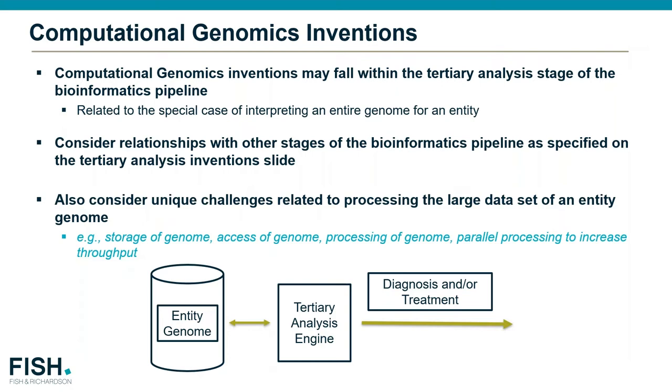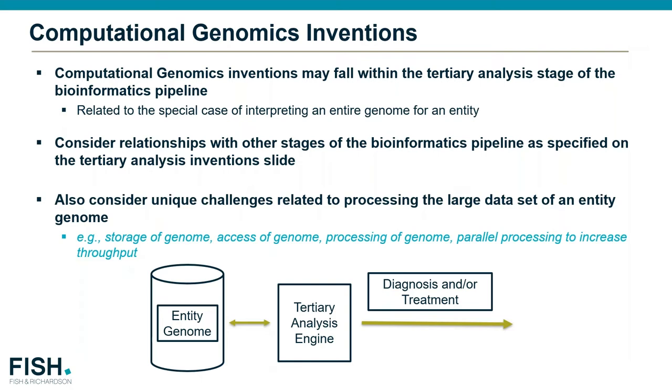A genome for a human can be very, very large. You could be considering 3 billion nucleotides, and then depending on what is stored with the entity genome, if you have quality scores for each of the 3 billion nucleotides, you may have a lot more data, and any other metadata that is associated with that entity genome.